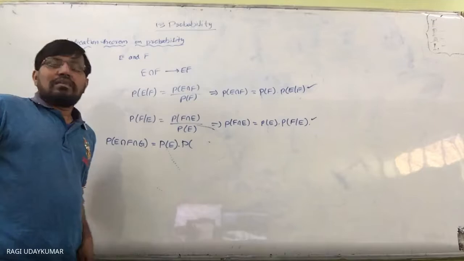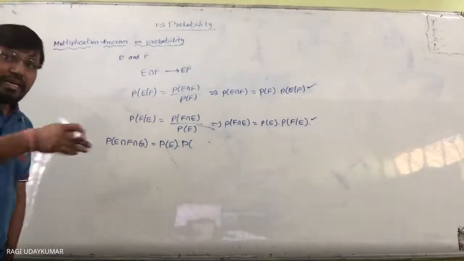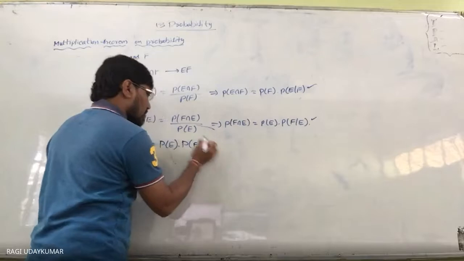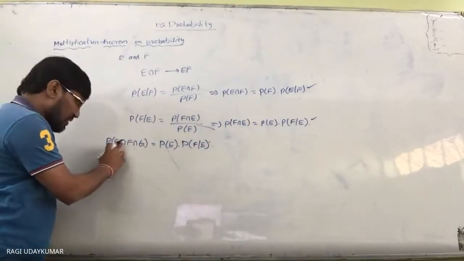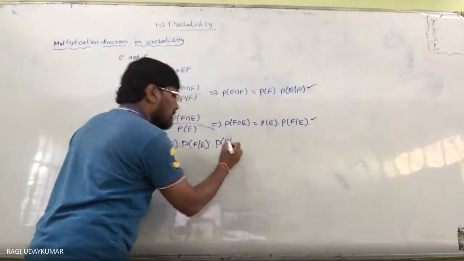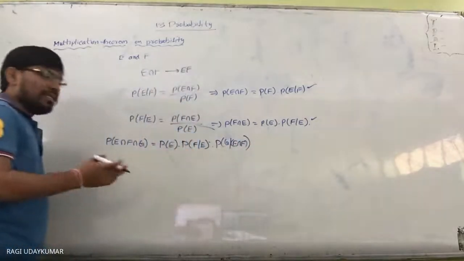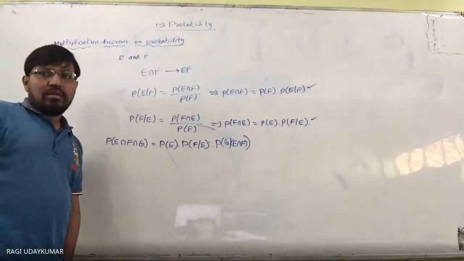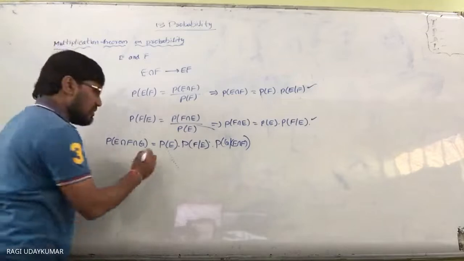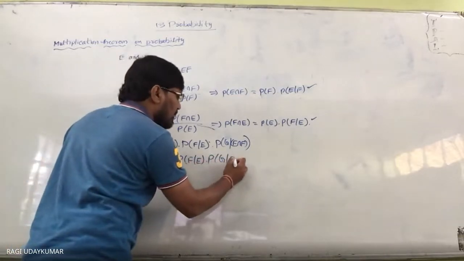The multiplication rule is also used in permutations and combinations, before we start them, but here in the case of probability we are going to apply it. So the probability of E into the probability of F given E into the probability of G given E intersection F. So if you take three events E, F, G, the multiplication theorem can be written directly as the probability of E into the probability of F given E into the probability of G given EF.